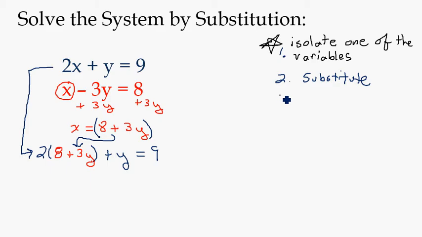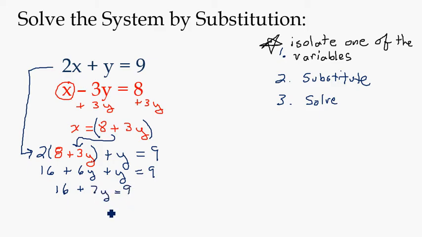So step 3 now, you should have an equation that just has one variable in it. In this case, we just have y left. So now we're going to solve our equation. I'll distribute the 2, and I get 16 plus 6y plus y equals 9. Combine like terms, so I have 6y plus 1y is 7y. Subtract 16 gives me negative 7. Divide by 7 gives me negative 1.